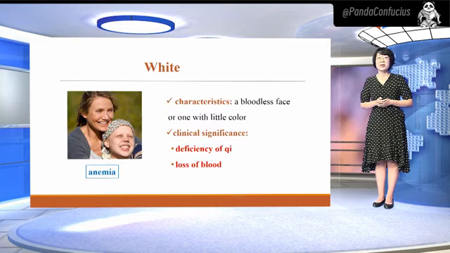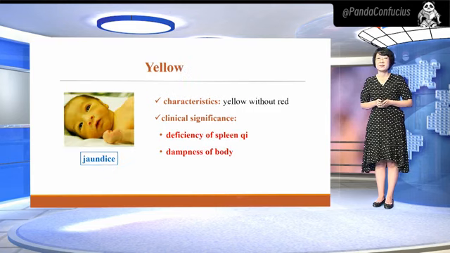White. It's a bloodless face or one with little color. It indicates deficiency of qi and loss of blood. Patients suffering from anemia can have this kind of complexion. Yellow. The face is yellow without red. It means deficiency of spleen qi and dampness of the body. It's a sign of jaundice.